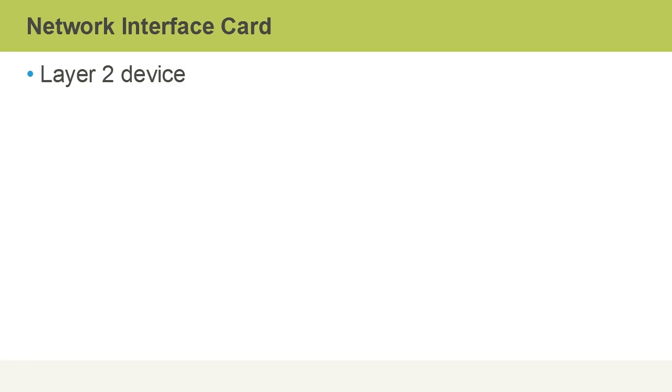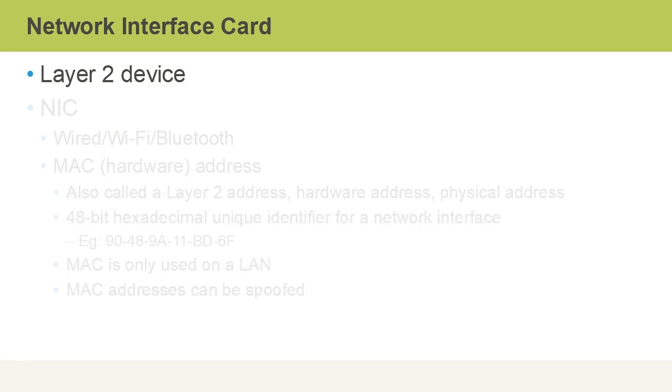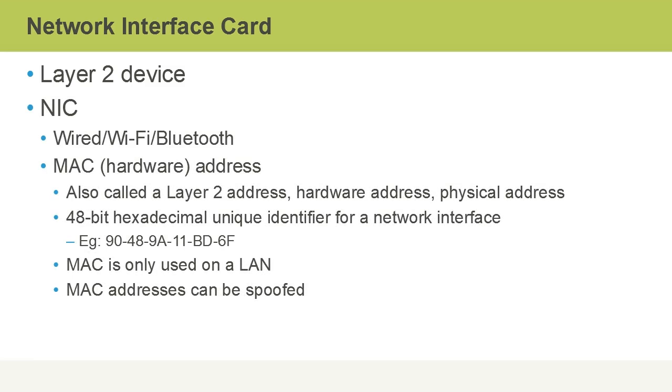The network interface card is another piece of hardware that exists in communicating devices. It's called a layer 2 device. It might be a wired NIC. So for example, server hardware physically might have 3 or 4 NICs, or we might have a Wi-Fi NIC built into a laptop or a smartphone. Same goes for Bluetooth. Either way, if it receives and transmits on a network, it's a network interface card.